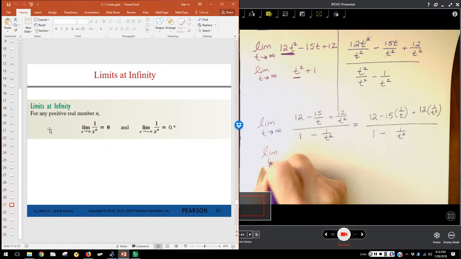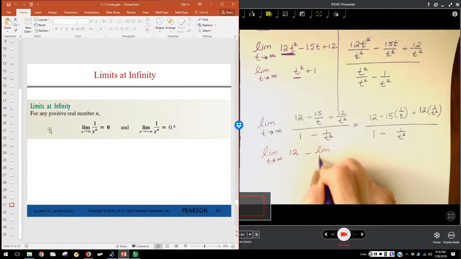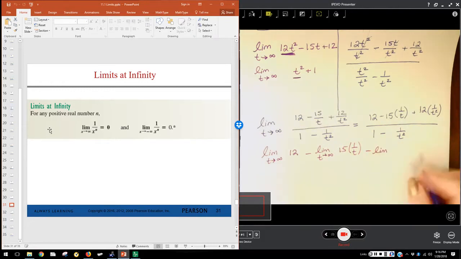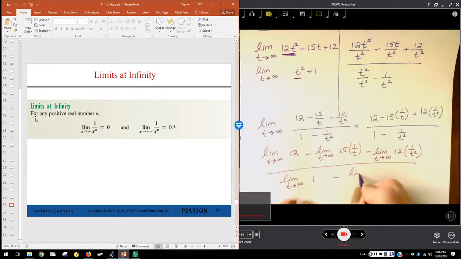So given that information, if we take the limit as t approaches infinity, working strictly on the numerator to begin with, of 12 minus the limit as t approaches infinity of 15 times 1 over t minus the limit as t approaches infinity of 12 times 1 over t squared, all divided by the limit as t approaches infinity of 1 minus the limit as t approaches infinity of 1 over t squared. This is what happens.